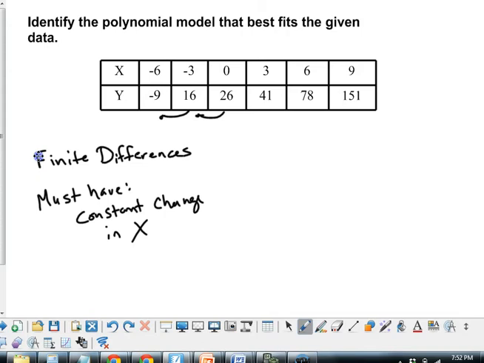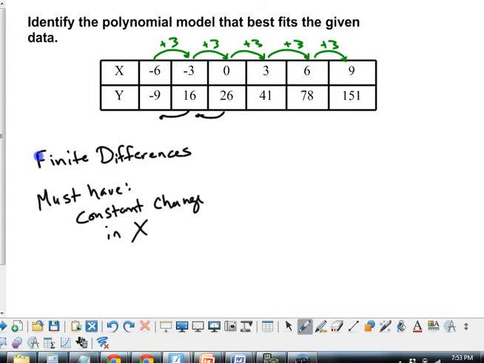So we can see in this problem we have from going -6 to -3, that would be adding 3. From -3 to 0, that would be adding 3. From 0 to 3 would be adding 3. 3 to 6 would be adding 3. And 6 to 9 would also be adding 3. So because we have a constant increment of increase in x every time, we're going to be able to use what we call finite differences. We'll look at some cases here in a moment where we don't have that situation and what we can do.